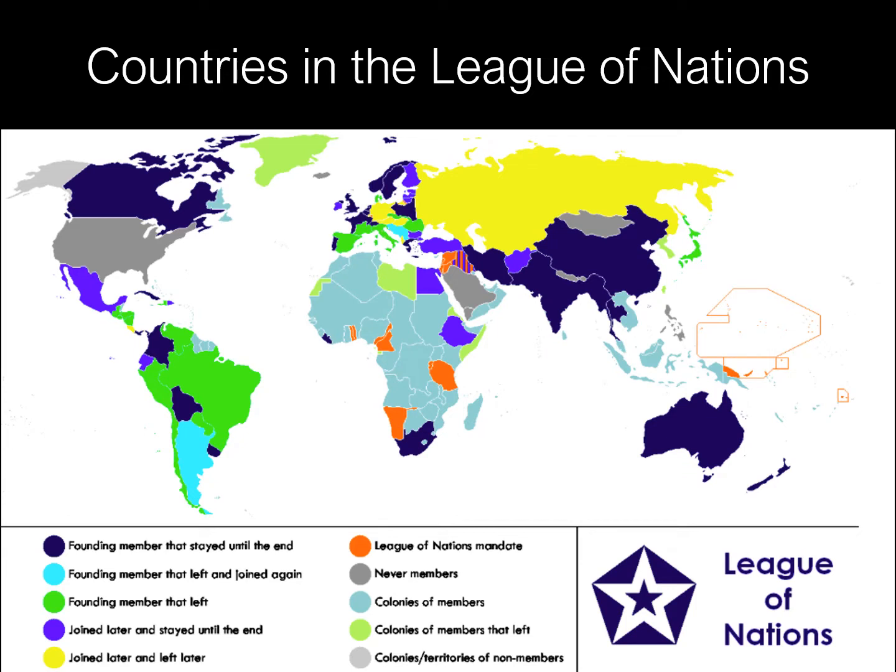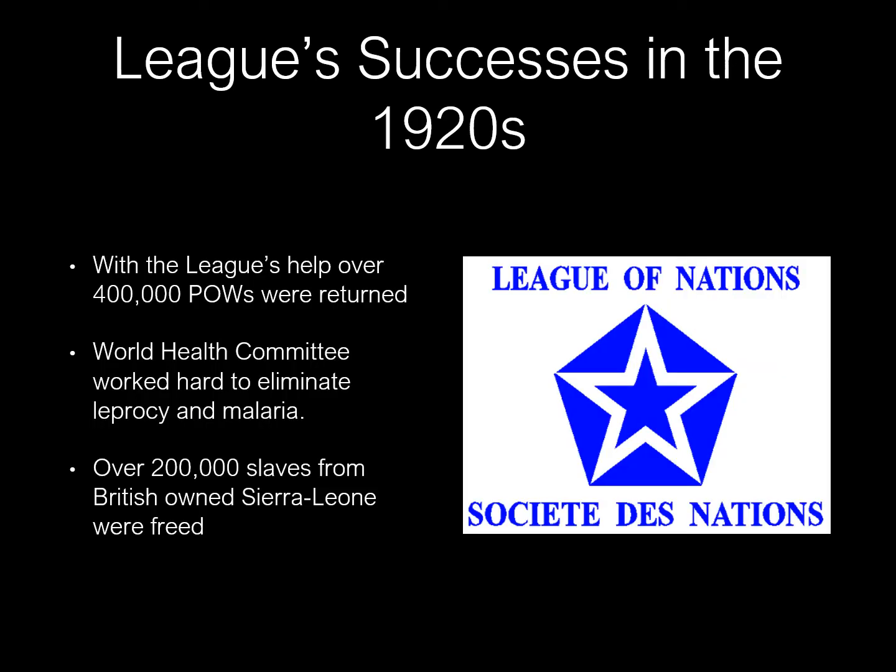Countries left and joined later, or places that were actual mandates for the League and the policy of decolonization and the emancipation of the freedoms. And throughout the 1920s and the whole Roaring Twenties, the League had some success. They helped free over 400,000 prisoners of war.